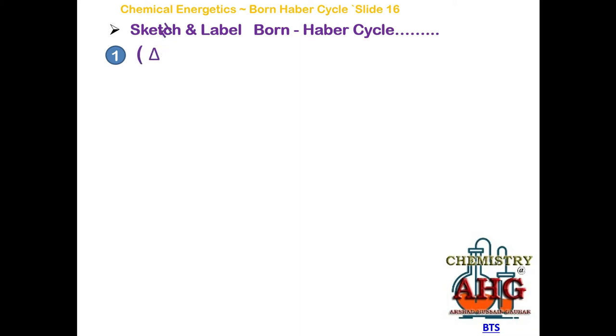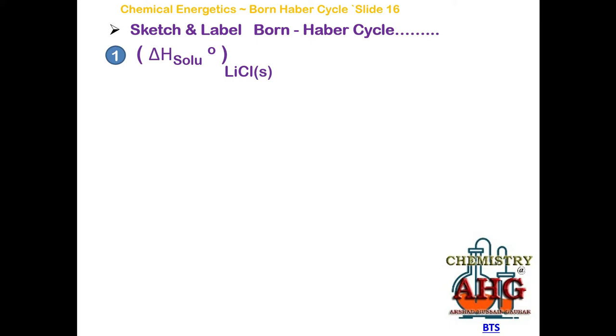A2 Chemistry, chapter is Chemical Energetics, lecture number 6. Today we are going to talk about how to sketch and label a Born-Haber cycle, how to construct and label a Born-Haber cycle for the formation of an ionic solution. There are two different examples that I am going to explain in this video. Example number 1 is the construction of the Born-Haber cycle for the enthalpy change of solution of lithium chloride. This is the first example we are going to discuss.